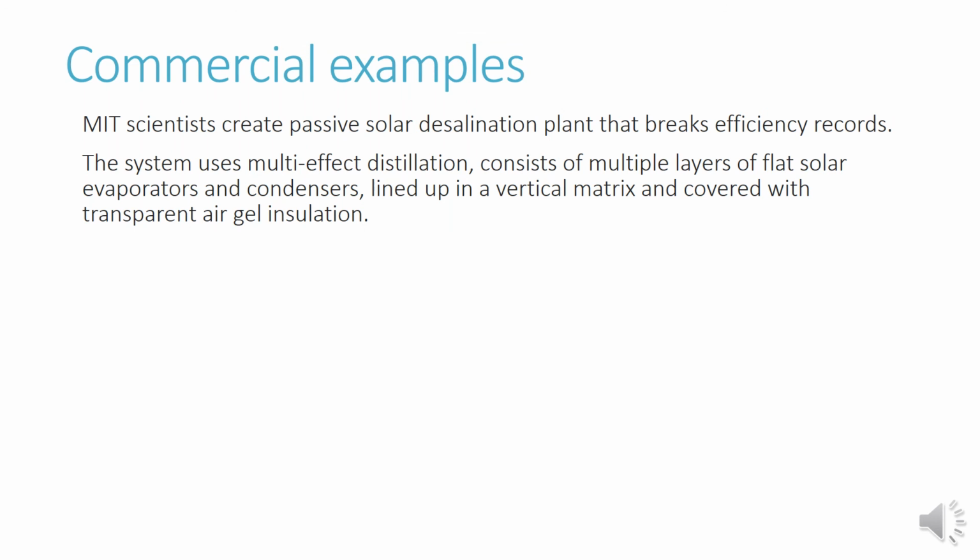Commercial example: MIT scientists create a passive solar desalination plant that breaks efficiency records. The system uses multi-effect distillation, consisting of multiple layers of flat solar evaporators and condensers, lined up in a vertical matrix and covered with transparent airgel insulation. The key to the system's efficiency is that it uses each of the multiple stages to desalinate the water. In each stage, the heat released by the previous stage is used instead of wasted. In this way, the team's demonstration device can achieve an overall efficiency of 385% in converting energy from sunlight to energy for evaporation of water.